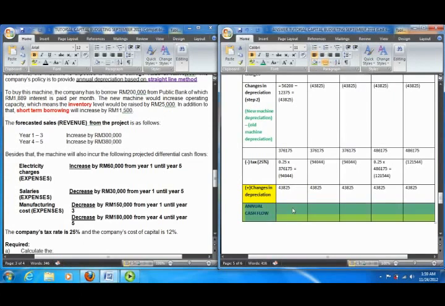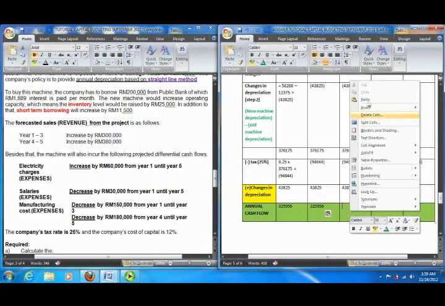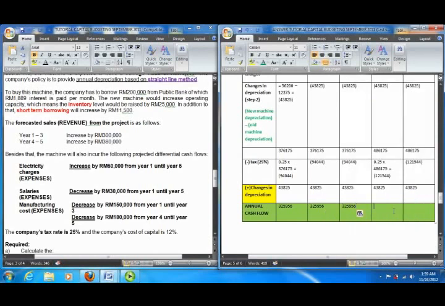So this is the answer. From the net flow just now, 376,175 minus your tax 94,044, and then you plus 43,825, then you get your annual cash flow of 325,956. So class, year 1 to year 3, as we can see, is the same, right? You can write it back only, because it's the same calculation.